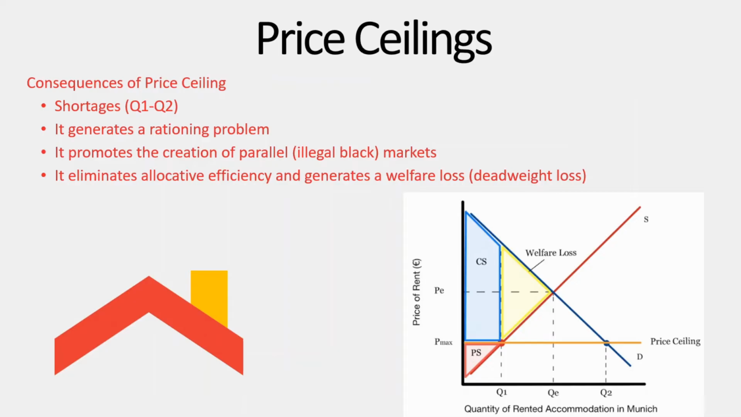It's going to generate a rationing problem. It will lead to the creation of illegal black markets, and it's going to eliminate allocative efficiency. You can just look right here and see the consumer and producer surplus are completely different. You just go to Q1, you do little dash marks up. It's going to create a new consumer surplus. Producer surplus is where the price ceiling is, and we have a huge welfare loss.